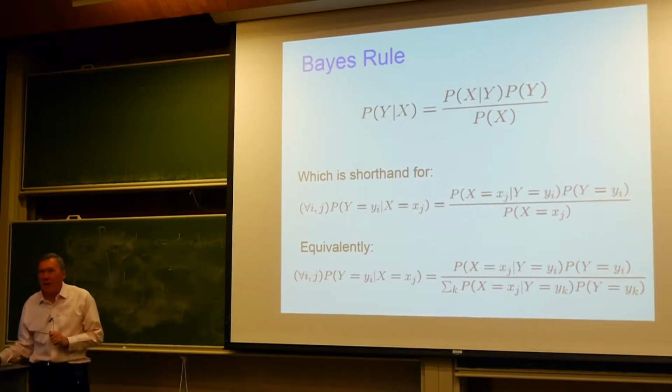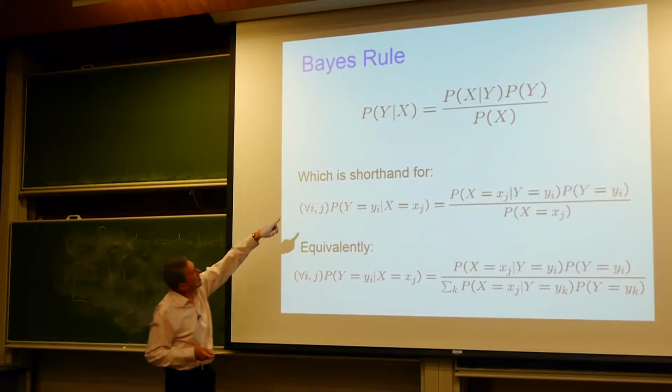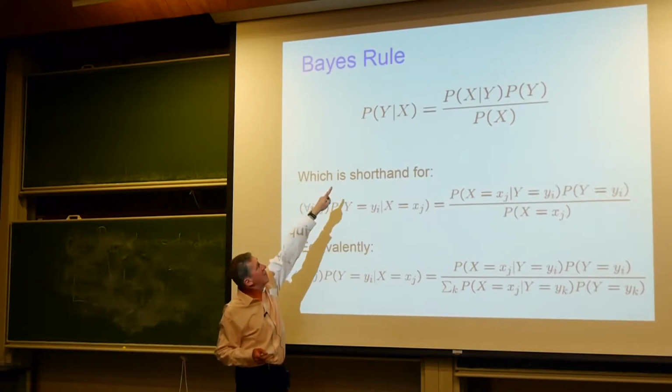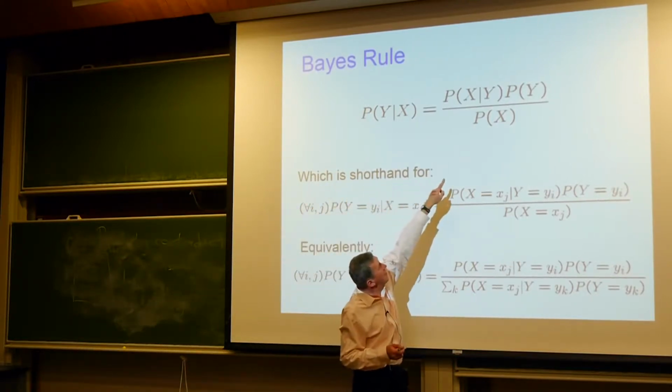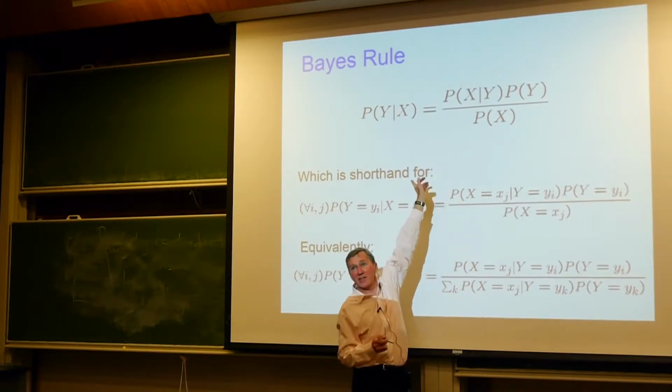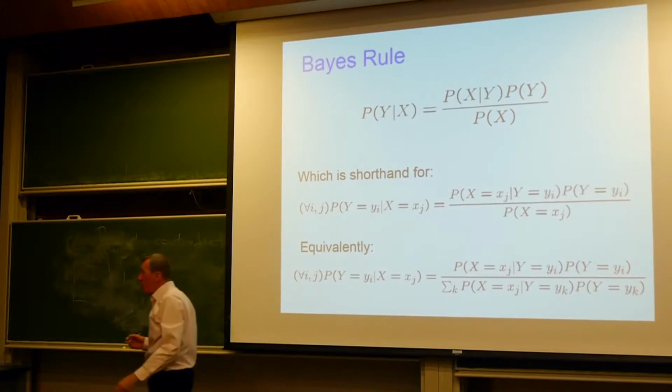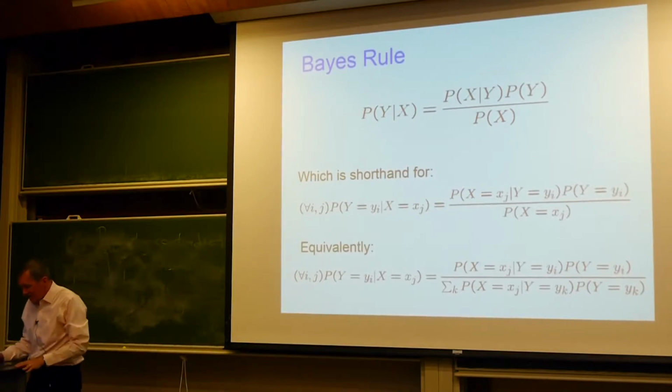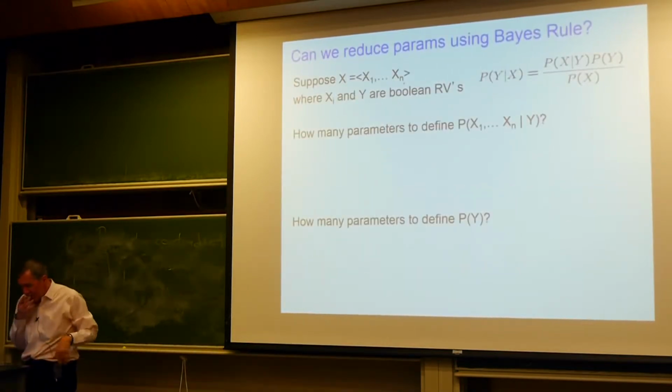Okay, so Bayes' rule we could use, and Bayes' rule shows us if we're trying to estimate P of y given x, maybe it would be cheaper to estimate those 3 distributions on the right instead of that one on the left. Maybe we can get away with less than 2 to the n. So let's try that.